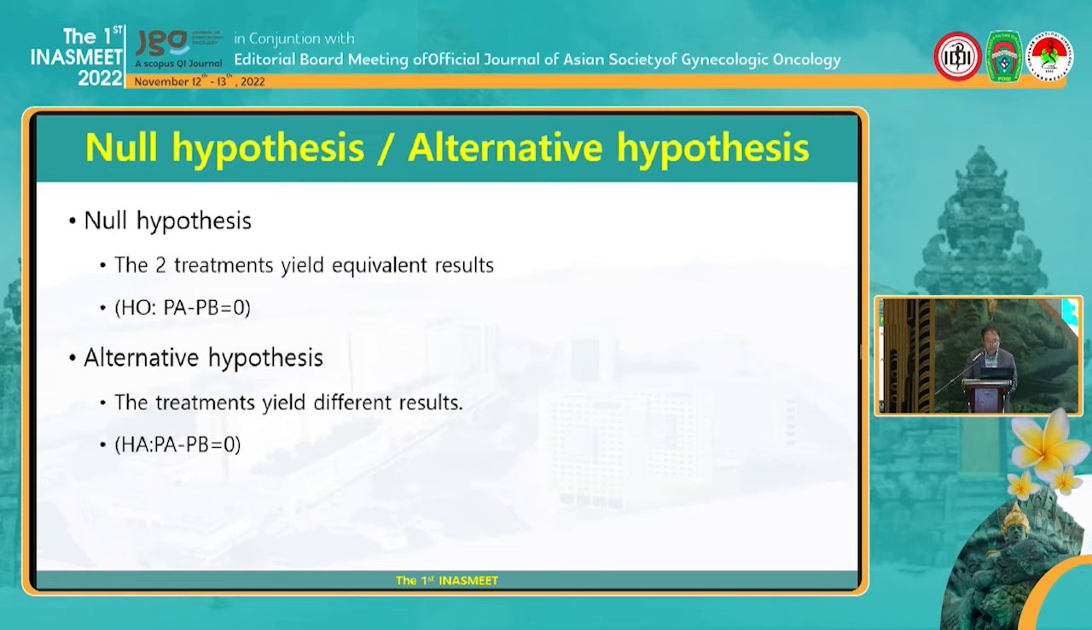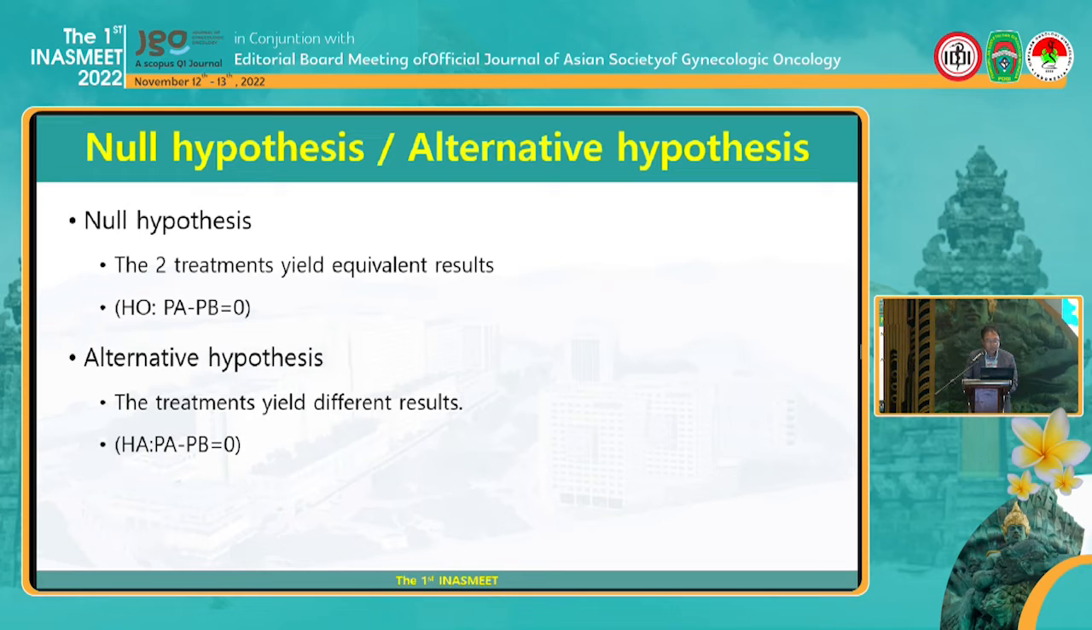Next is null hypothesis and alternative hypothesis. In a superiority trial, the null hypothesis is that the two treatments yield equivalent results. The alternative hypothesis is that the treatments yield different results. If a p-value is less than 0.05, the null hypothesis is rejected and the alternative hypothesis is accepted in a superiority trial.